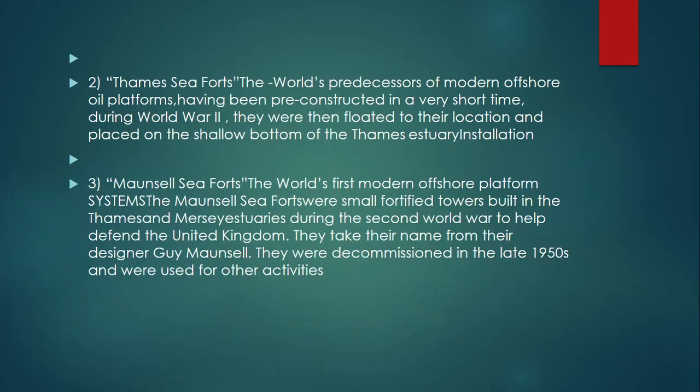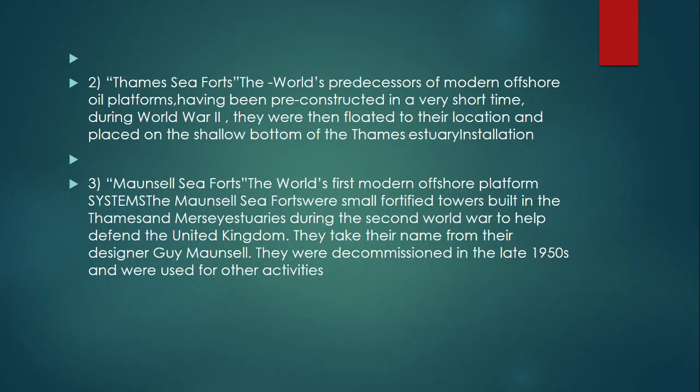Then we come to the Thames Seaforts. These were very small structures, but they were predecessors of modern offshore oil platforms, having been constructed in a very short time during World War II. They were then floated to their location and placed on the shallow bottom on the Thames estuary.